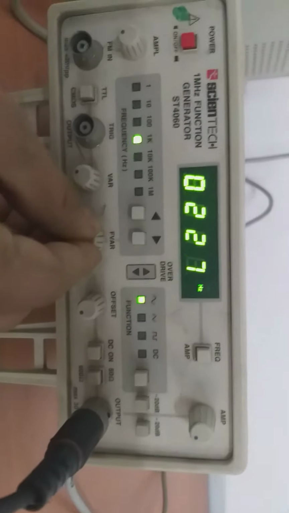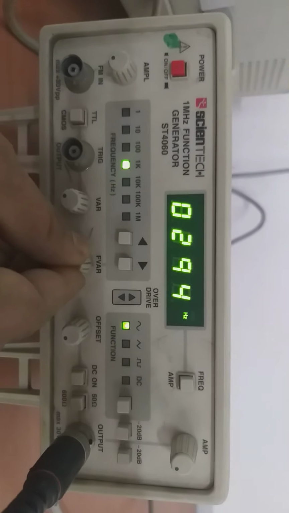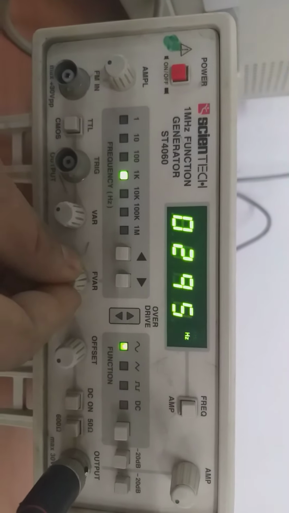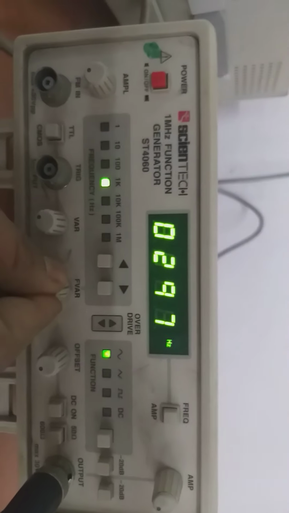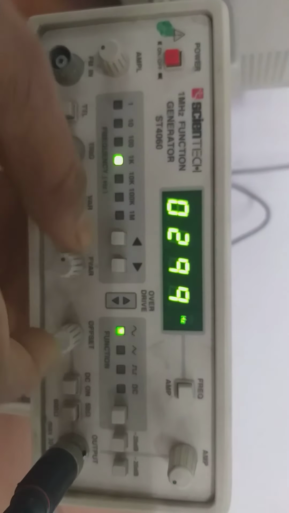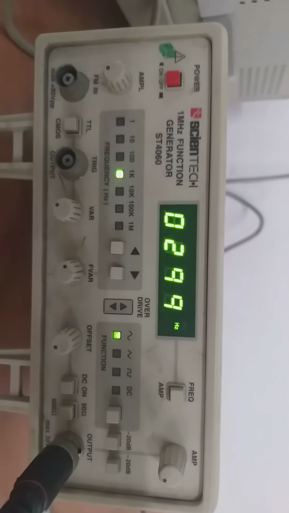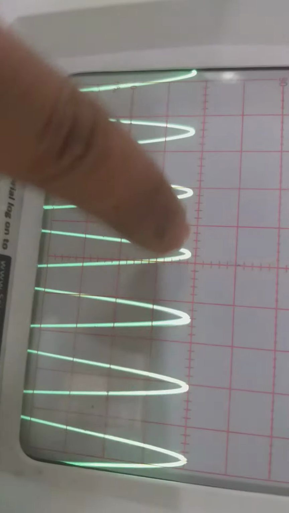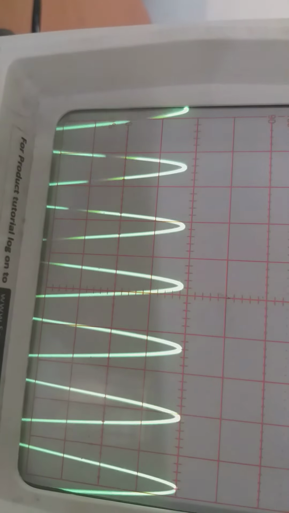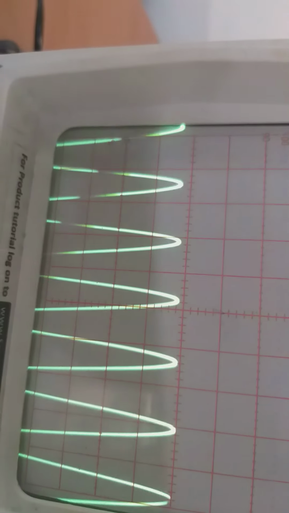For the second reading, you have to adjust to 300 again. I will increase this f variable so that you will get the 300. Okay, so around 300 you will get this frequency. Again you will measure this horizontal distance between the peaks, which will come out to be 1.6 centimeter.